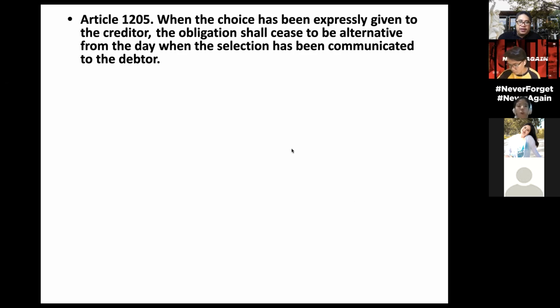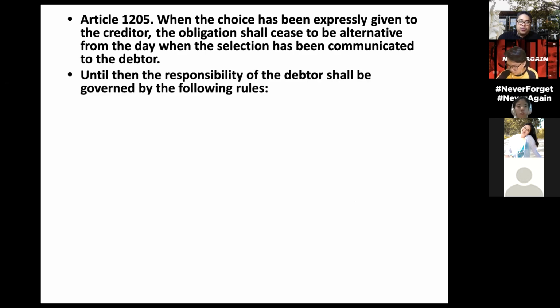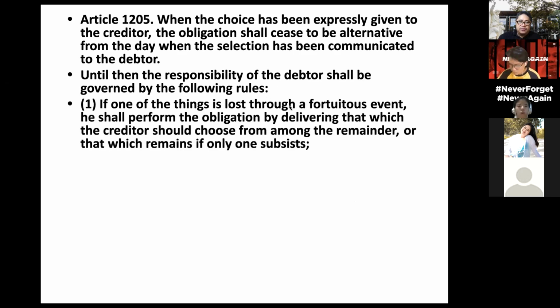Communicated meaning the moment it is made known to the debtor, or to anyone who is supposed to receive it. So until then, the responsibility of the debtor shall be governed by the following rules. Here, 1205 is very important in terms of what happens in that time frame when the choice has not yet been communicated. The scenario is given to this.